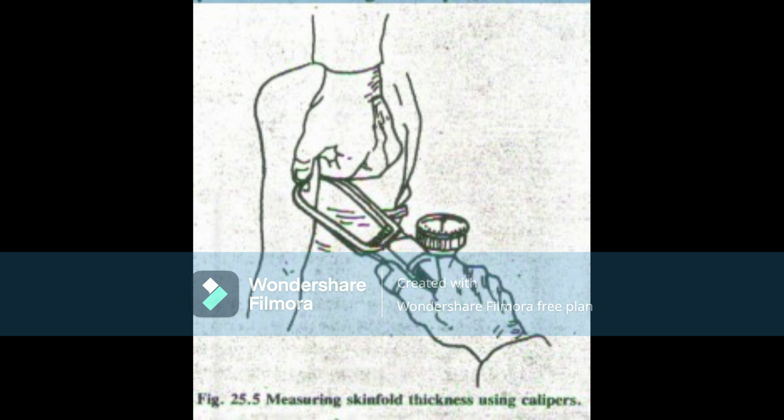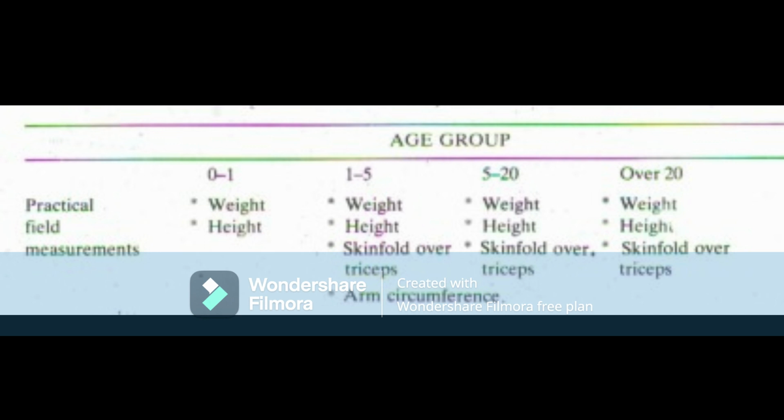Figure 25.5 Measuring skin fold thickness using calipers. The discussion above presented a detailed study of various anthropometric measurements that can be undertaken to assess nutritional status. Table 25.1 summarizes the above discussion and tabulates the specific body measurement in nutrition survey that can be used for different age groups. Table 25.1 Recommended body measurements in nutrition survey.